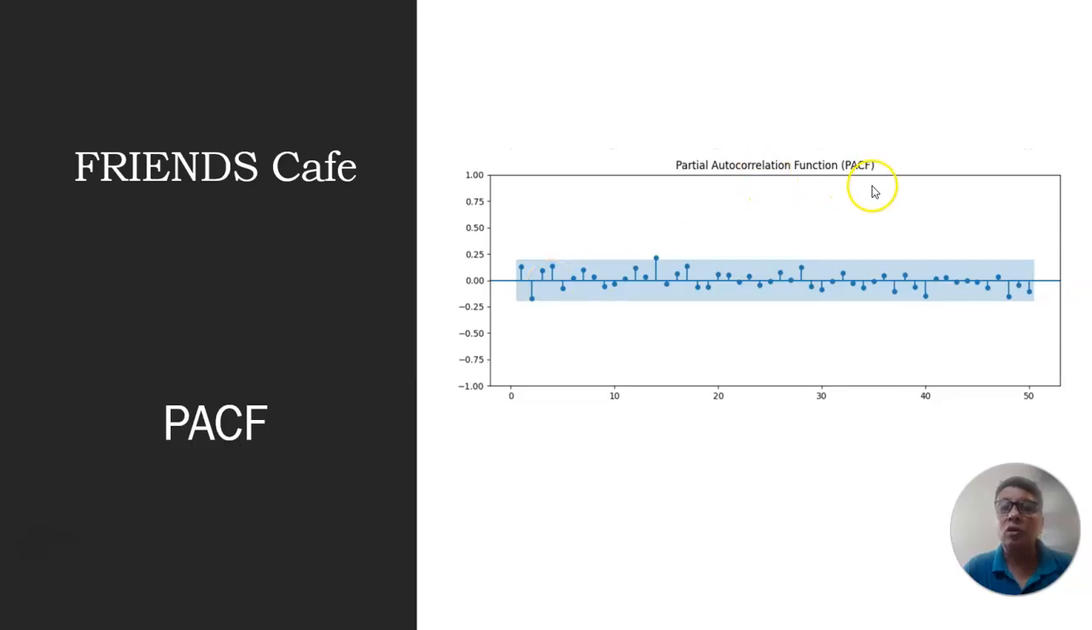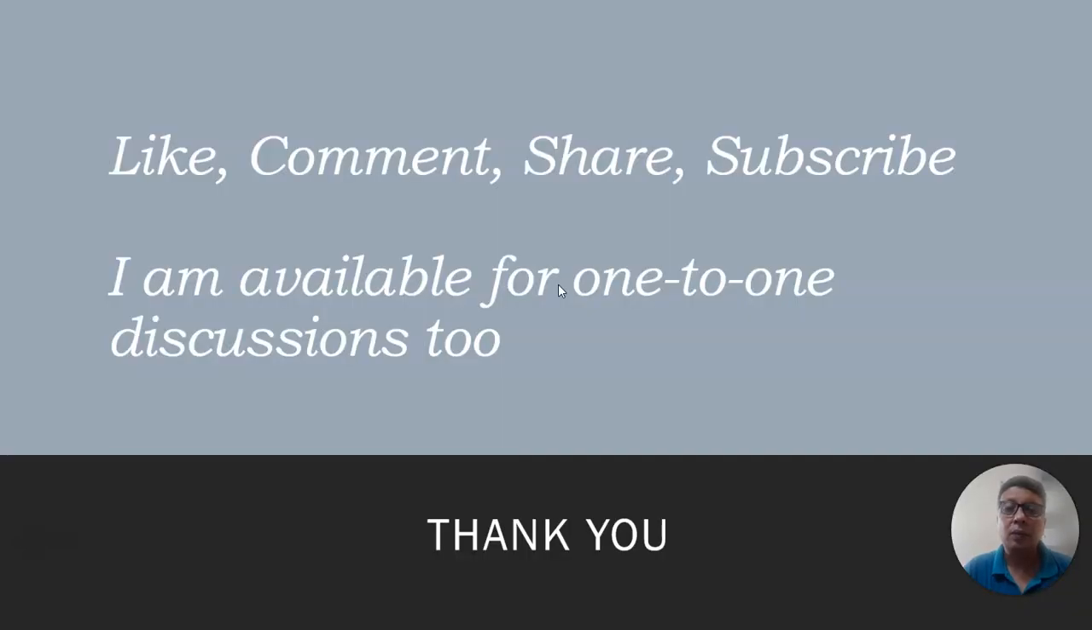And this is the partial autocorrelation function. There is no distinct spike, and we can take again 4 as the order of the AR function in our sales data.